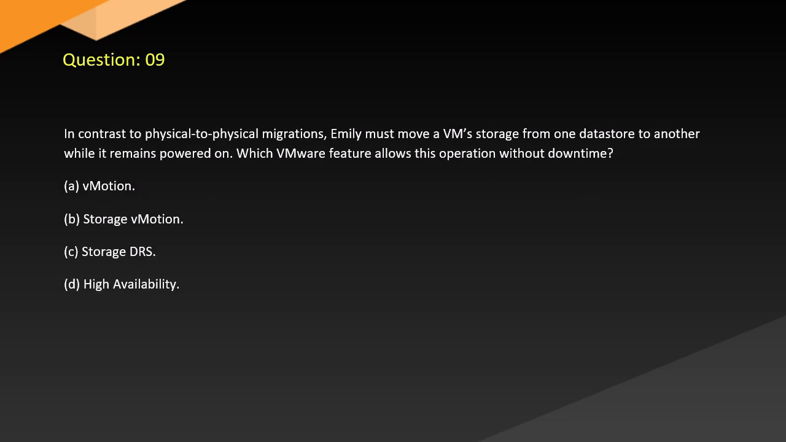Question 9. In contrast to physical migrations, Mia must move a VM's storage from one datastore to another while it remains powered on. Which VMware feature allows this operation without downtime? A. vMotion. B. Storage vMotion. C. Storage Octas. D. High Availability.